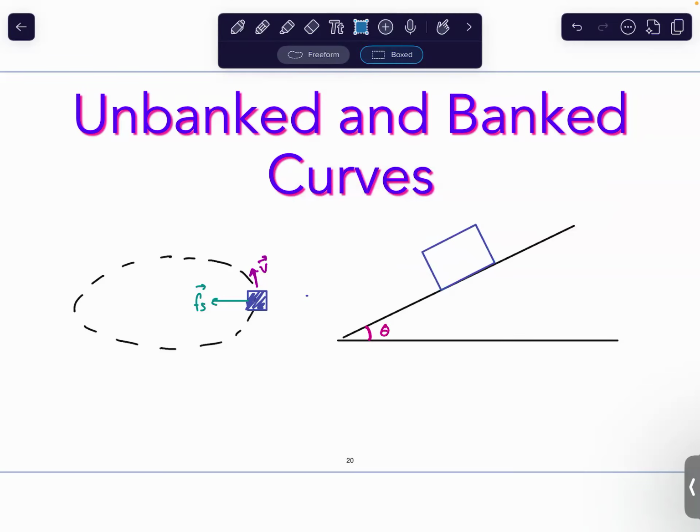Okay, so we want to think about how to analyze this. Which way is the centripetal acceleration going to point? Is it going to be at an angle, or is it going to be straight? Yeah, so your acceleration is still going to be horizontal.